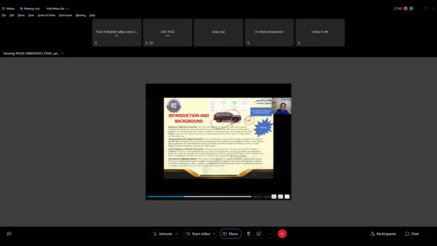And the last one, why antenna configuration matters. This brings us to the importance of antenna configuration. Antennas play a pivotal role in ensuring the vehicle remains connected irrespective of the environment. They capture and relay signals, acting as the vehicle's communication lifeline. Therefore, re-evaluating and innovating antenna design can significantly enhance Wi-Fi vehicular connectivity, making journeys smoother and more informed.